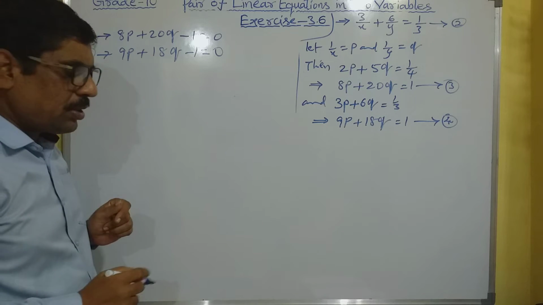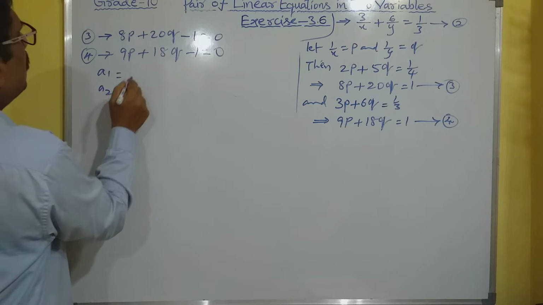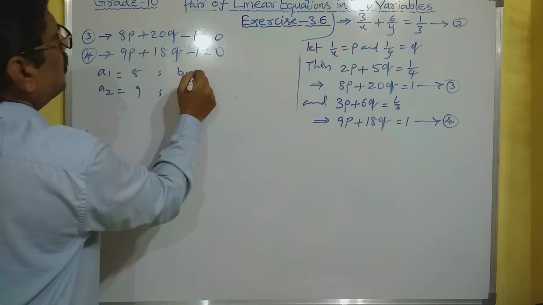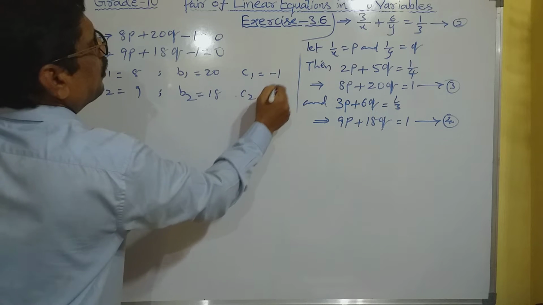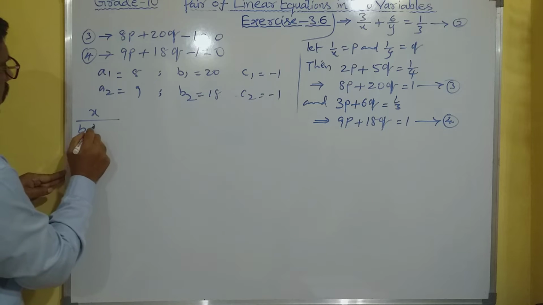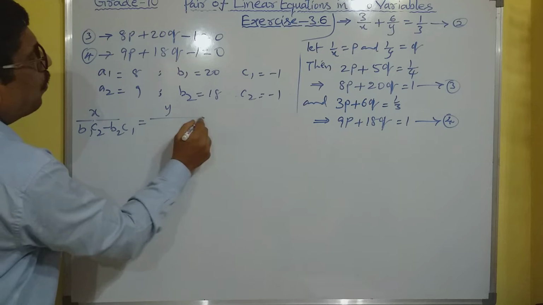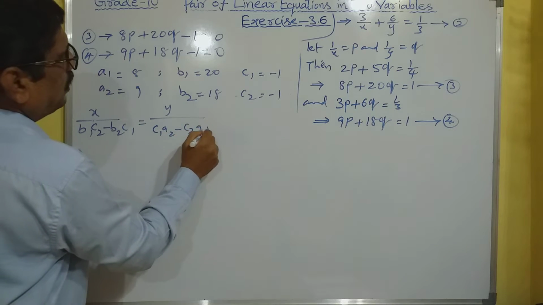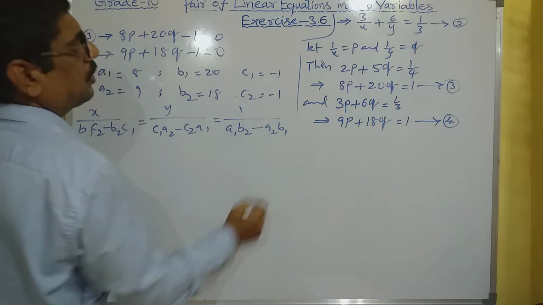How to use the cross multiplication method? Here A1, A2 are 8, 9, B1, B2 are 20, 18, C1, C2 are minus 1, minus 1. So we know that x by B1 C2 minus B2 C1 is equal to y by C1 A2 minus C2 A1 and 1 by A1 B2 minus A2 B1.